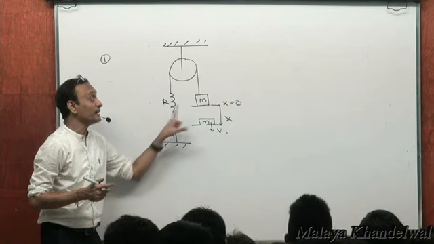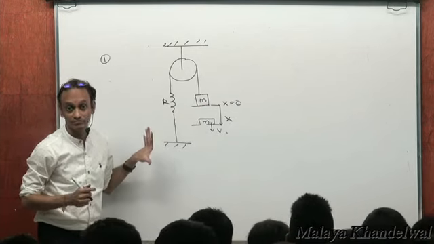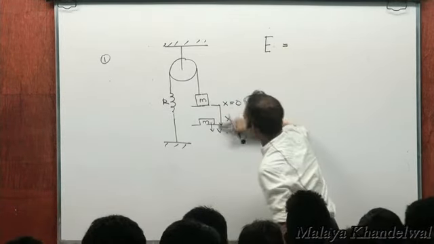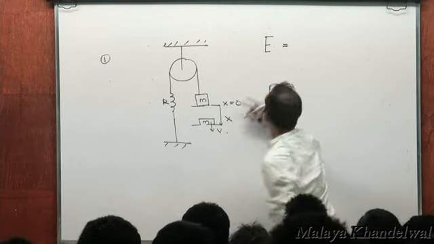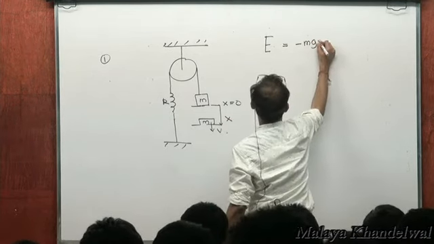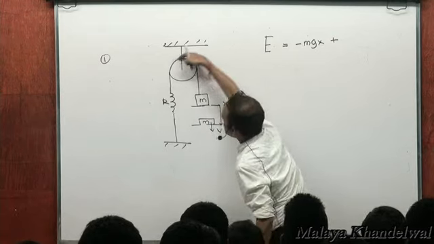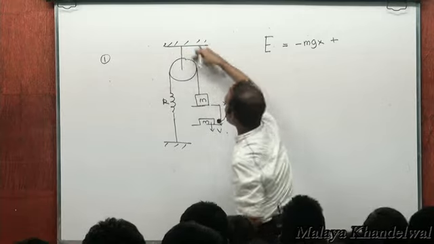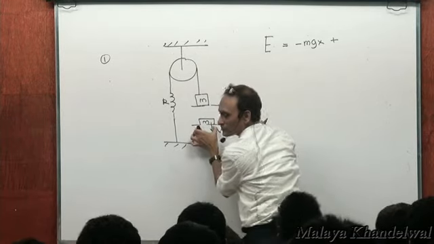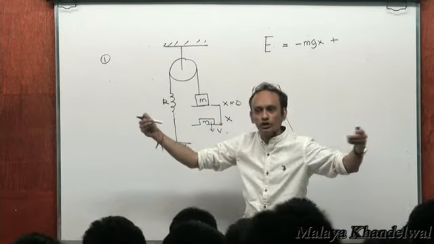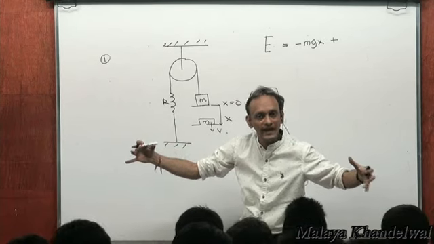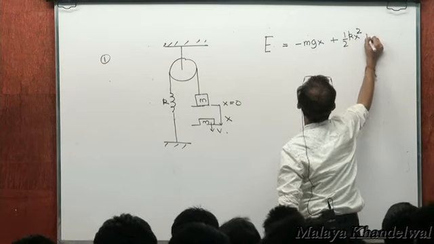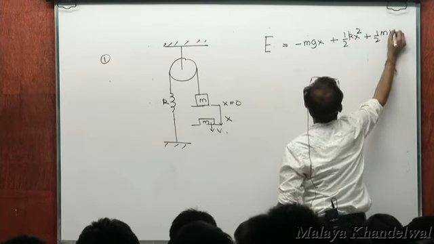Clear? Let me write the total energy expression for the system. The total energy expression for the system would be, potential energy minus mgx, gravitational potential energy, plus the elastic potential energy of the spring, half kx squared. The spring has got elongated by an amount x. This entire thing is the spring. So if the mass moves down by an amount x, the spring must have got elongated by an amount x, right? So half kx squared is the elastic potential energy of the spring, and then the kinetic energy of the mass.